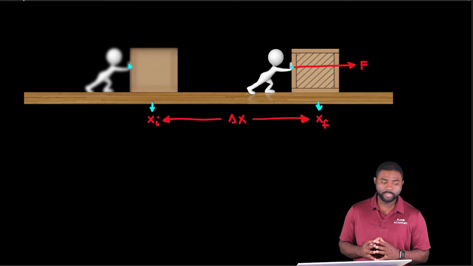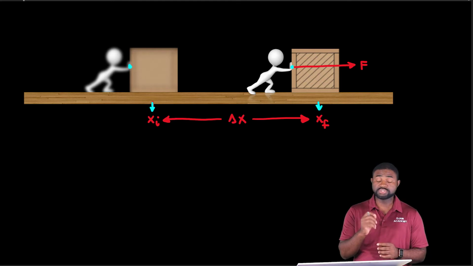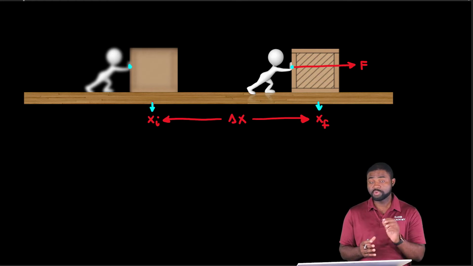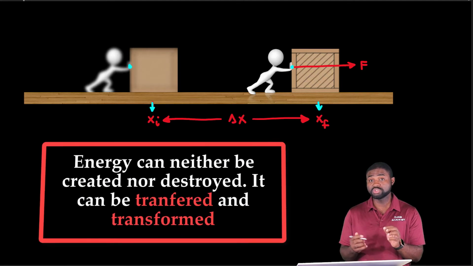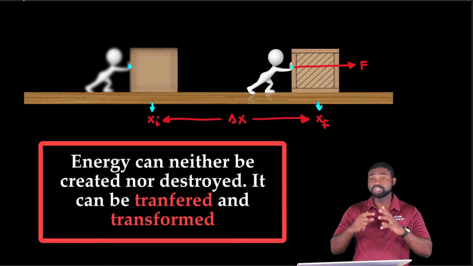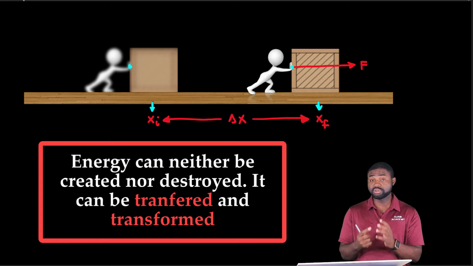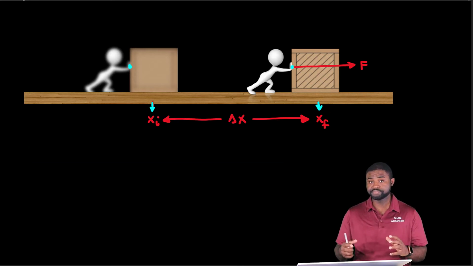Now keep in mind that the concept of work is used in physics to describe the changes in the energy content of a system. Keep in mind that energy can neither be created nor destroyed. That means that the total amount of energy in a system remains constant as long as no energy enters or leaves the system, because energy can neither be created nor destroyed.